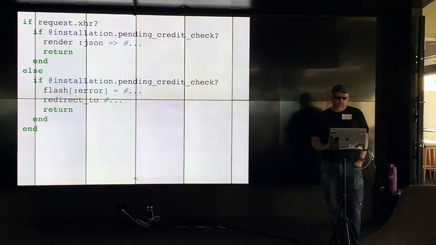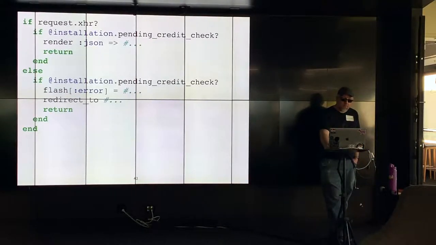This chunk of code does one thing. If a precondition is not met, if the installation still hasn't passed their credit check, then its job is to complain to the user and die. And that's what it does, but that's not what the shape of the code says.